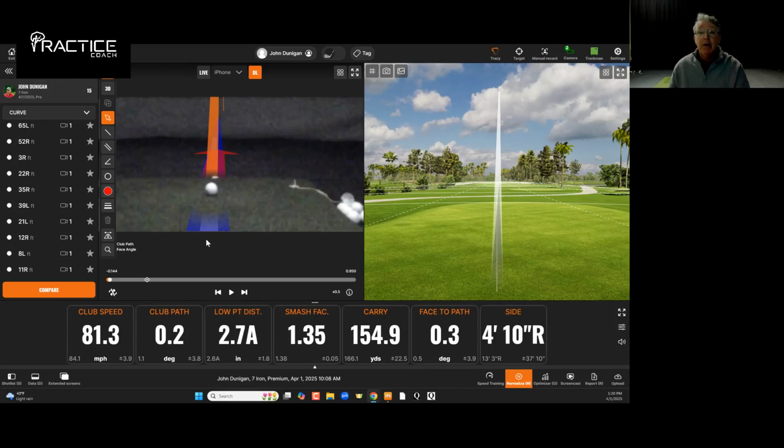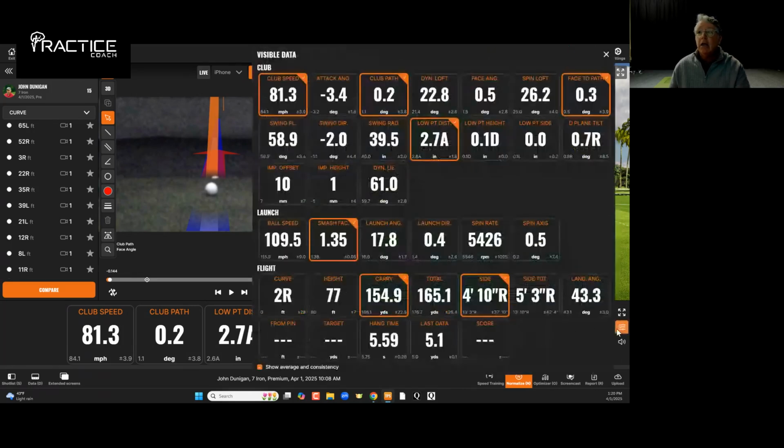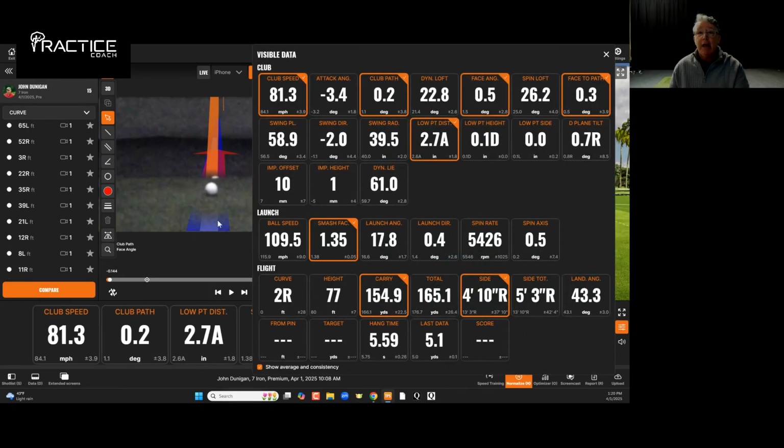So now we want to get into the detail of why this golf ball goes where it goes. We're going to keep our understanding of the shape of your golf swing. That is your club path, your low point, the quality of your contact, which is your smash factor. How well did you strike the golf ball? And we're going to layer in the club face angle and the club face to path.